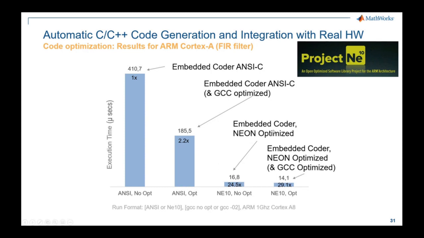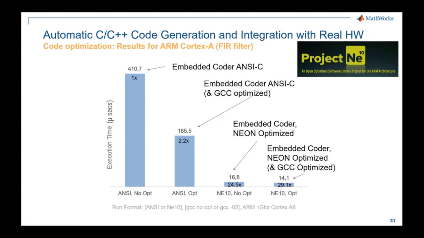Then we enabled the Neon code replacement library that, instead of generating FIR C code that is not optimized for the target, will reuse subroutines that are optimized for an FIR filter. In this case, you can see that the speedup is 24 times faster than the first implementation, which is really dramatic, I would say. There is a huge improvement there. Finally, on top of the code replacement libraries, we also optimized the settings of the embedded coder to reach a speedup of 29 times.